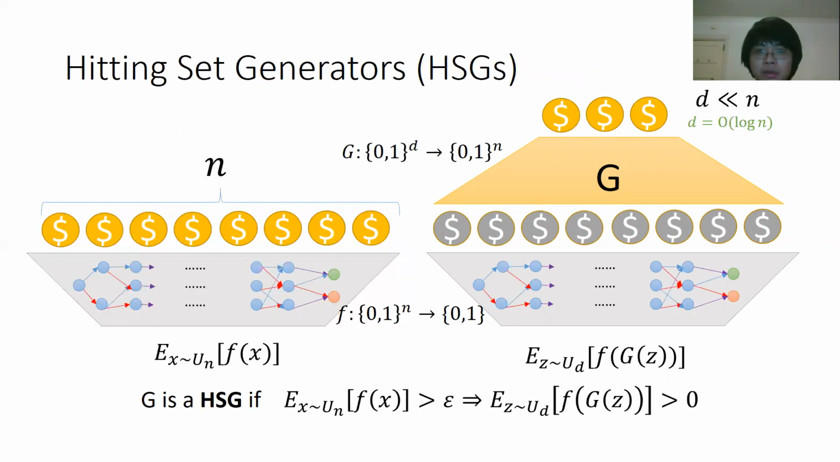If we only want to derandomize RL, then a weaker object called a hitting set generator is enough. In a hitting set generator, we only need the condition that if the expected value of the function f is larger than epsilon, then at least one output of the generator will be accepted by the function f.